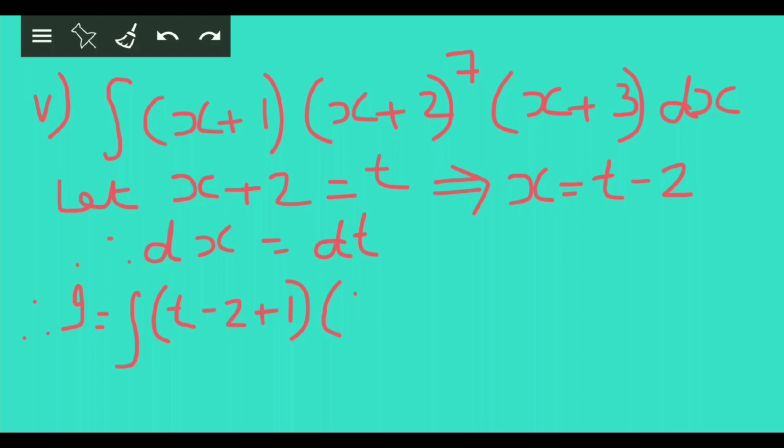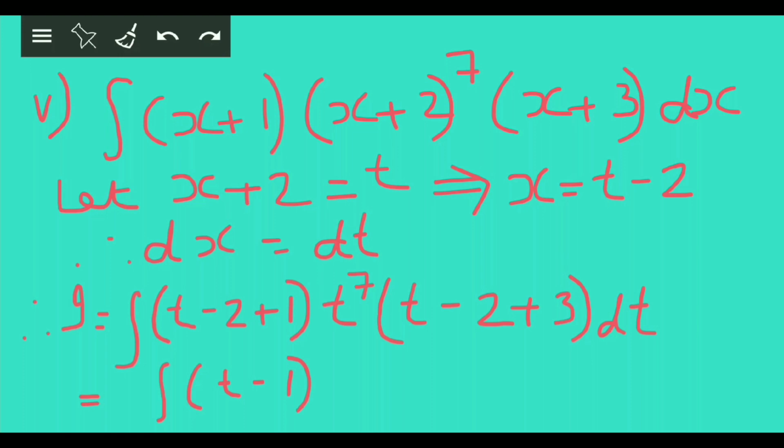Anyway, we have taken it as t. So no use of writing t minus 2 plus 2. It is anyway going to be t. So the second bracket is t. The third bracket becomes t minus 2 plus 3. Here actually t raised to 7 because there is a power here. And dx has become dt now. So write dt. Now this becomes t minus 2 plus 1, so this becomes t minus 1. And this is t raised to 7. And the third one is t plus 1 dt. Definitely simpler than before, isn't it?